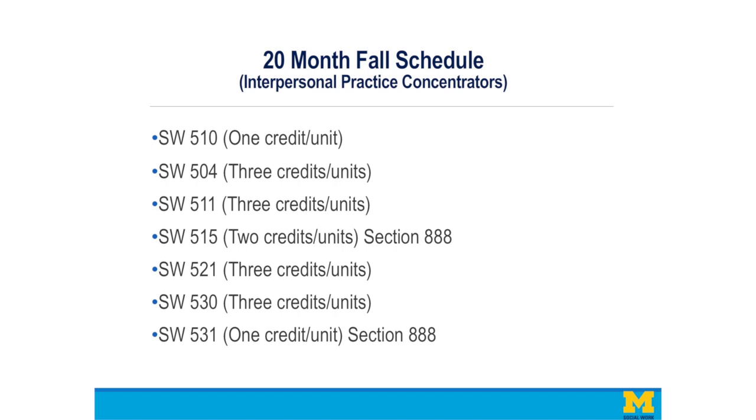Social Work 515, which is your actual field work, which is 2 credit hours. Social Work 521, which is the interpersonal practice introductory course. Social Work 530, which is Introduction to Social Welfare Policies and Services. And Social Work 531, which is a seminar that's tied to your field placement. So that's the typical schedule for an interpersonal practice concentrator in the 20-month schedule for this fall.